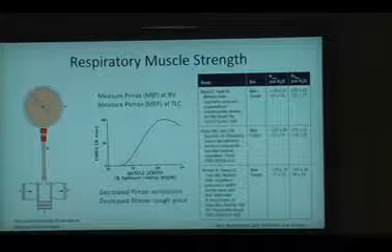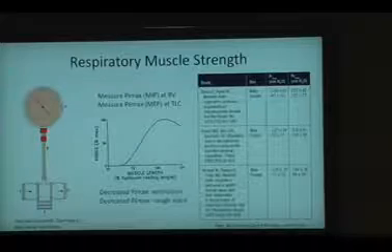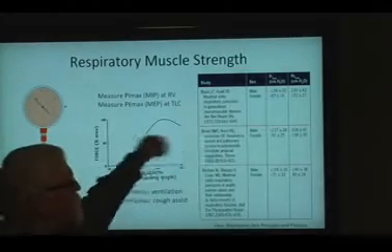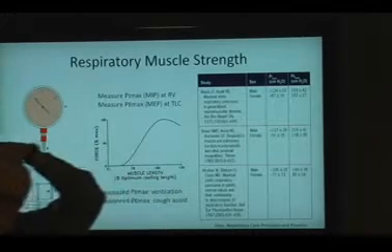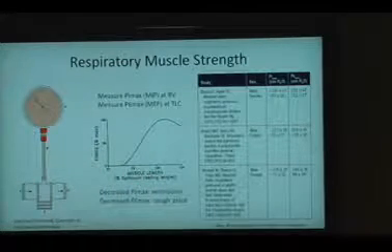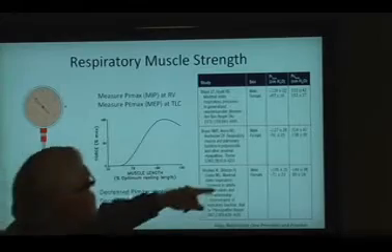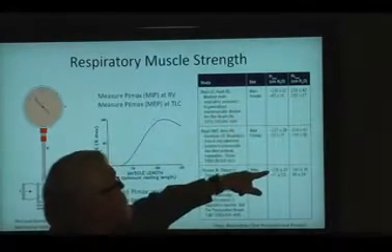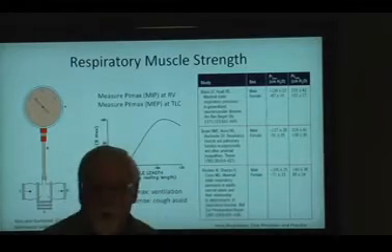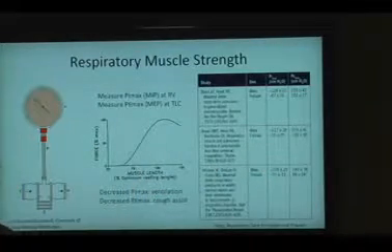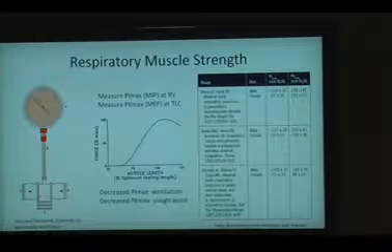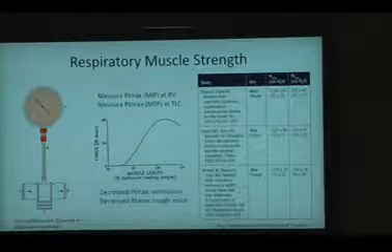So how much MIP and MEP should you be able to generate? So here are a couple of studies done over the years looking at normal values for MIP and MEP. So you can see that for males, most males can generate a maximum inspiratory pressure of negative 100 centimeters of water or more. Bob can probably do 180. Vinny can probably do 185.